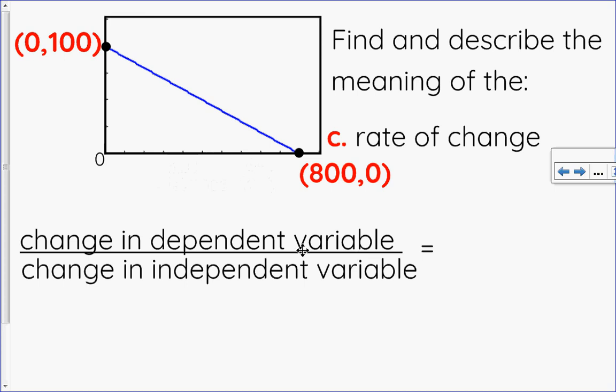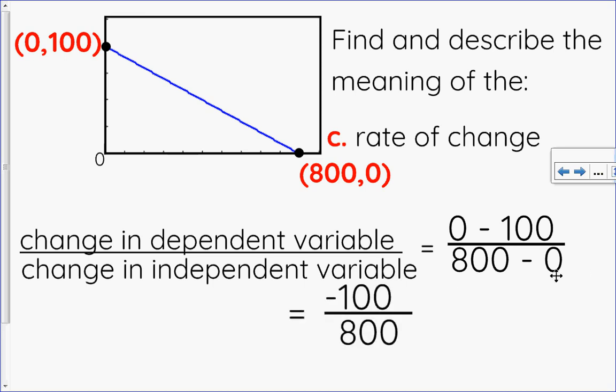So to know the change in the dependent variable, I'm going to take my ending y value and subtract my beginning y value. So I'll do 0 take away 100. For my independent variable, I am going to look at the change of my end x value to my beginning x value, which would be 800 minus 0. So let's simplify that. 0 take away 100 is negative 100 over 800 take away 0 is 800. Now let's reduce that. I can see they have a common factor of 100, so I can divide each by 100, and I end up getting negative 1 over 8. So that would be my rate of change in lowest terms.